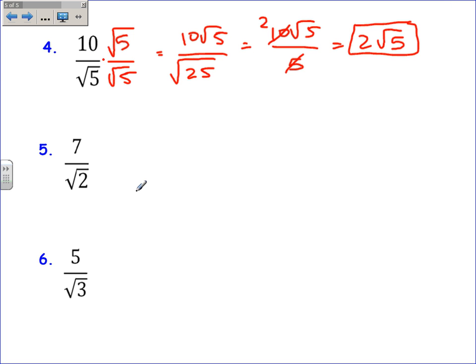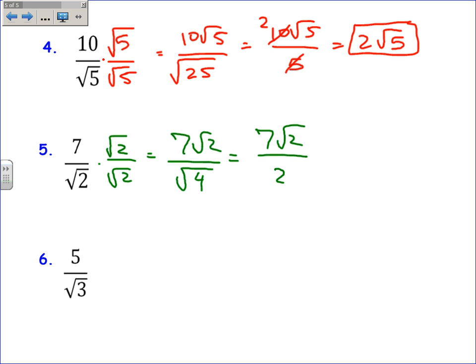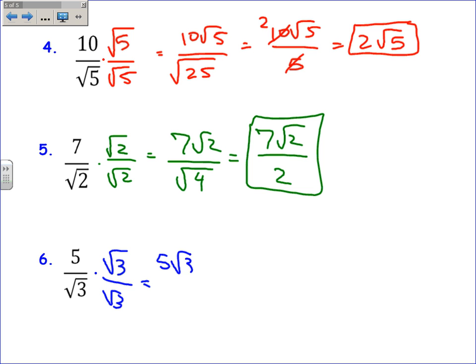Okay, this one again, we simplify by multiplying top and bottom by what the denominator is, root 2. The top I get 7 root 2. The bottom I get the square root of 2 times 2, which is 4. And the square root of 4 is 2. Now 7 over 2 doesn't cancel, so I'll just leave it like that. Last problem. Again, I simplify by multiplying top and bottom by what the denominator is, by root 3 over root 3. 5 times root 3 is 5 root 3. Root 3 times root 3 is root 9. And the square root of 9 simplifies to be 3. And that doesn't simplify anymore, so I'll just leave it like that.